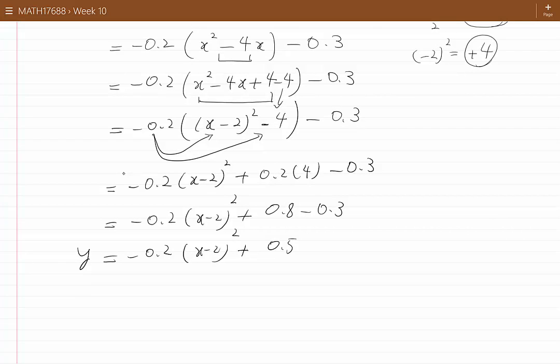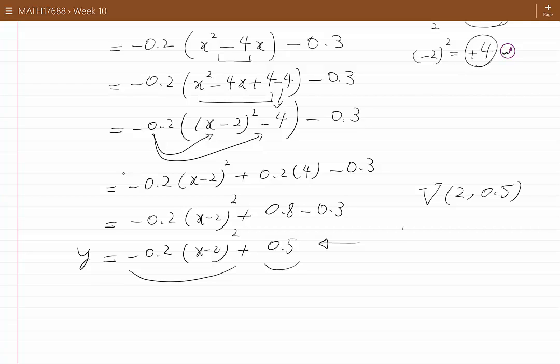To read off the vertex of this equation, we try to find the value of x which would make the quadratic term 0. The quadratic term is (x minus 2) squared. 2 would make x minus 2 equal to 0. That is the x coordinate of the vertex. If we plug that value into the standard form, the first term will vanish and we're left with 0.5, which is the y coordinate of the vertex.